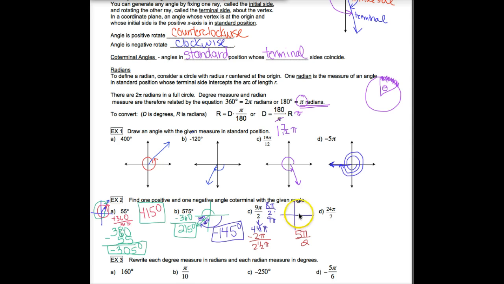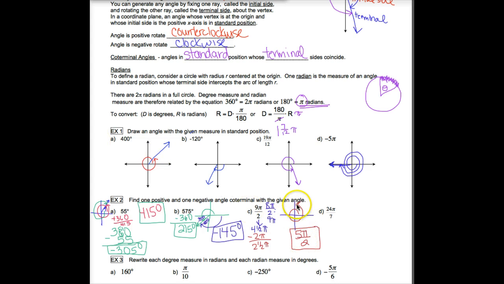So 2.5 pi. You could also make the equivalent, because if I do 2.5 pi, here is 2 pi, here's another half. You could also just subtract the 2 pi again, and pi over 2 would also be equivalent. So again, you can see why there are multiple answers. So 5 pi over 2 would be the positive coterminal.